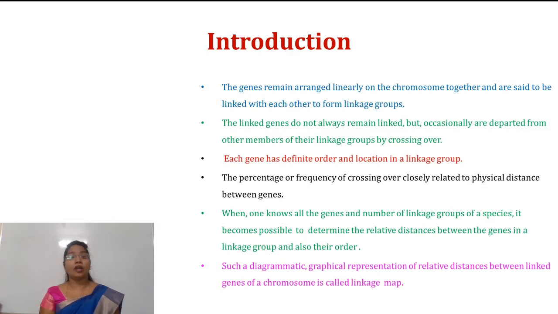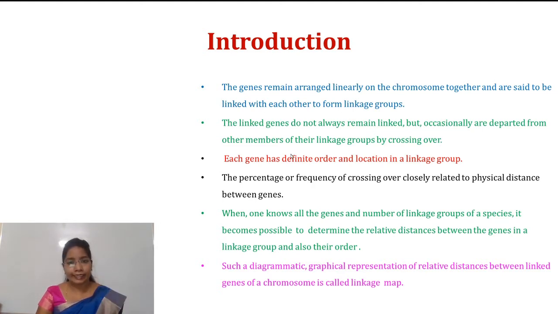Okay. So friends, as we know, the genes which are present on the chromosome, if they are closely located with each other, at that time they show the tendency to inherit together, and this phenomenon is called linkage, and such genes are the linked genes. But these linked genes do not always remain together. Occasionally they separate from each other due to the phenomenon of crossing over.